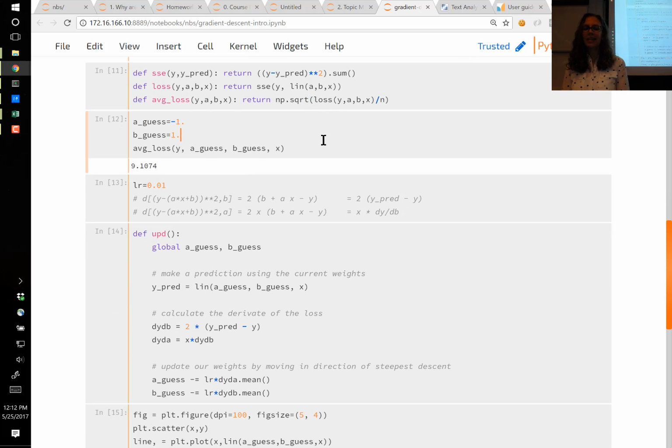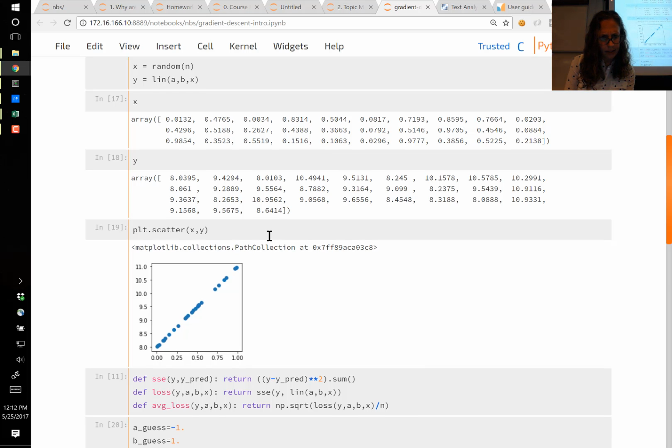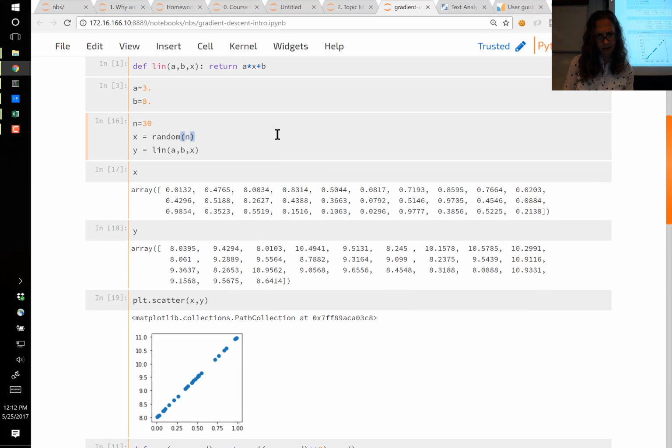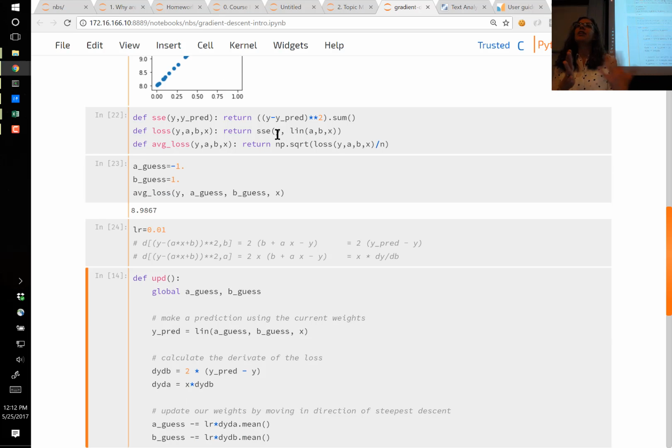So let's start off guessing -1 and 1. Did I rerun this? Okay. All right, so our loss is 8.9, so we're not doing great to start. We'll choose what's called a learning rate. So 0.01 is where we're starting. That's something, though, that you'll typically adjust as you're going.